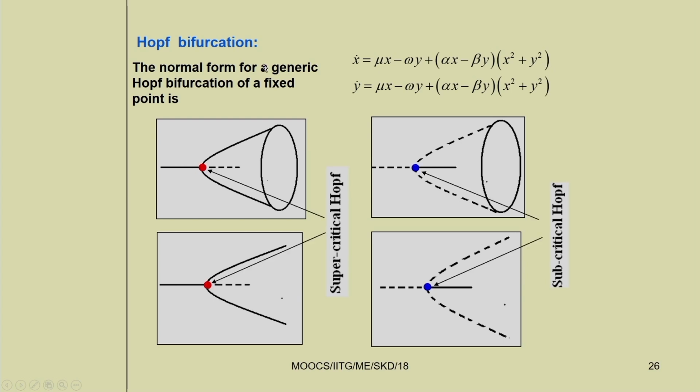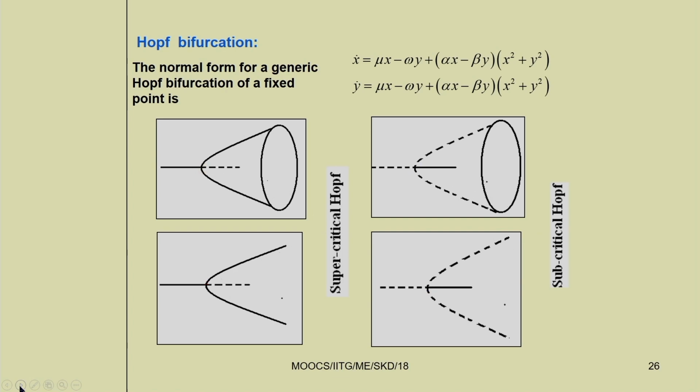The generic form of the Hopf bifurcation can be written in this way: x dot equals mu x minus omega y plus (alpha x minus beta y)(x squared plus y squared), y dot equals mu x minus omega y plus (alpha x minus beta y)(x squared plus y squared). By making these equal to 0, we can get the equilibrium points, the fixed points, and find the eigenvalues.